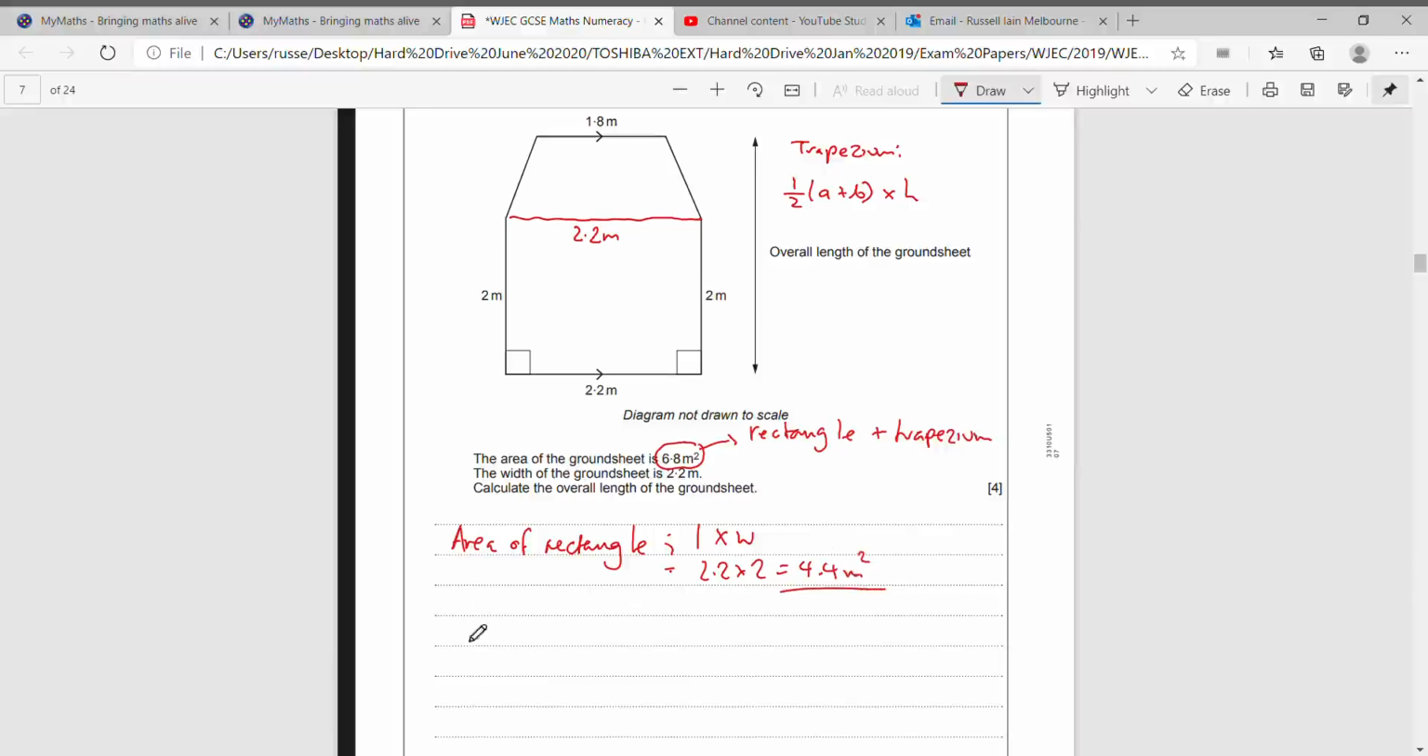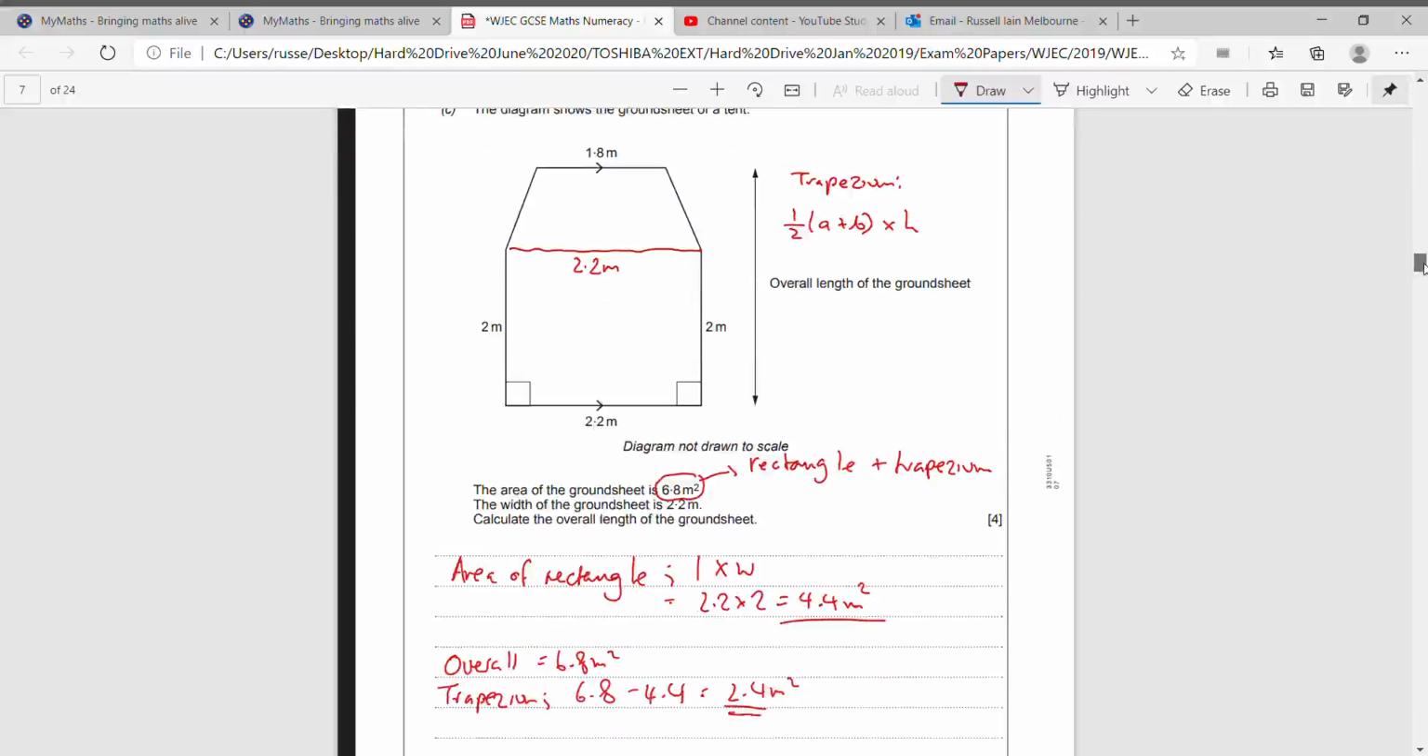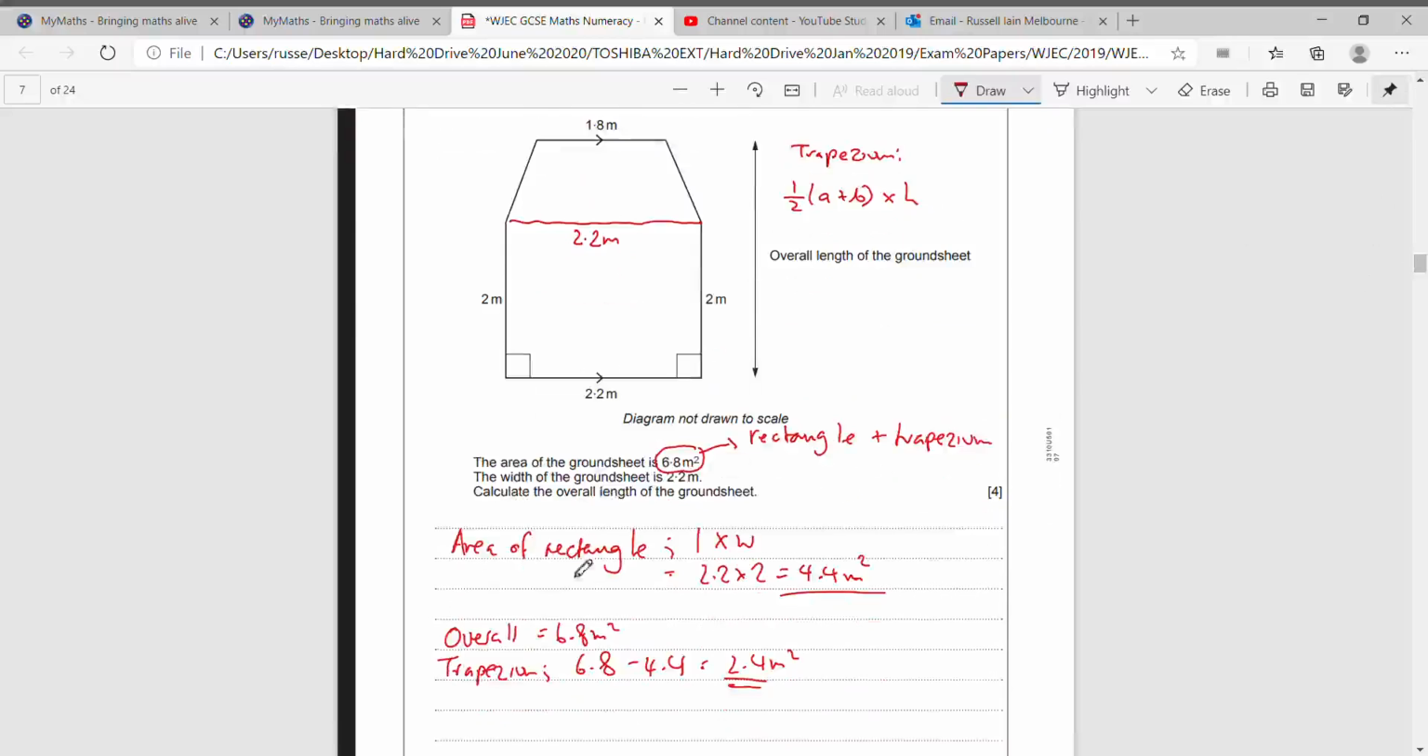Okay, now overall is 6.8 meters squared, so the trapezium must be 6.8, which is the overall ground sheet, take away the rectangle, which gives me 2.4 meters squared. So I now can, in a position, and whenever you're stuck, one of the suggestions I would do is put the numbers from the question that you've got, put those into the formula and see what you're left with. So I'm going to do that.